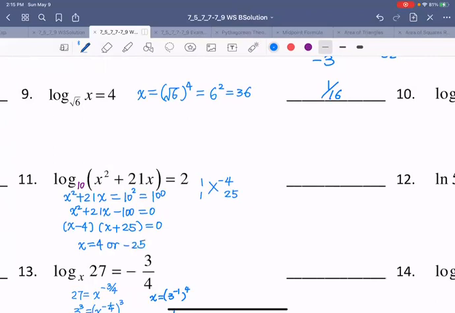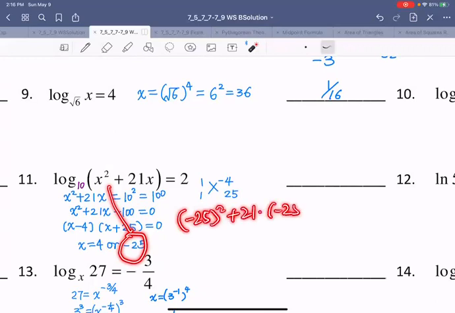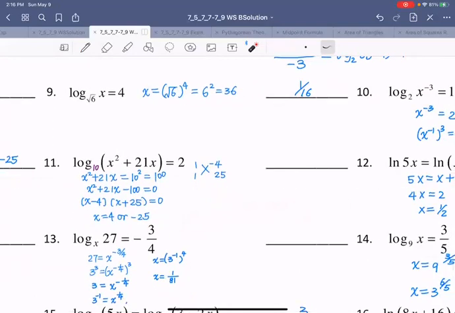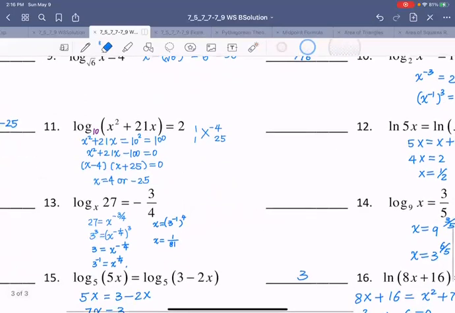Correct? Yes. But we want to double check to make sure we need this guy to be positive, okay? This is positive, that's positive. So when x equals 4, this is bigger than 0, no problem. This is negative 25. Negative 25 squared plus 21 times negative 25 equals 100. This guy is bigger than 0. So those are the 2 answers. We want to keep both. All right. Make sense? Yes. Okay. Let me call the next student.